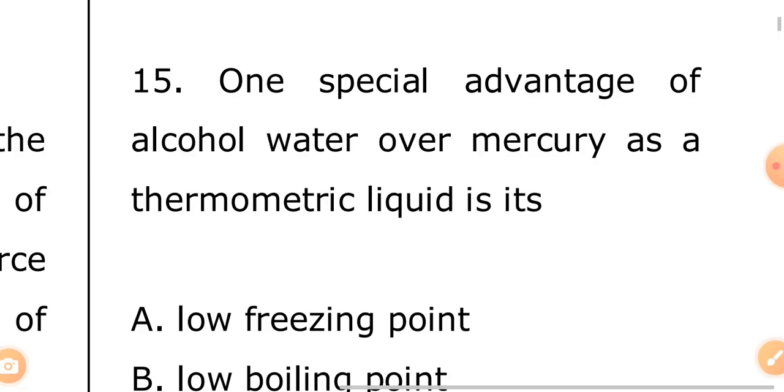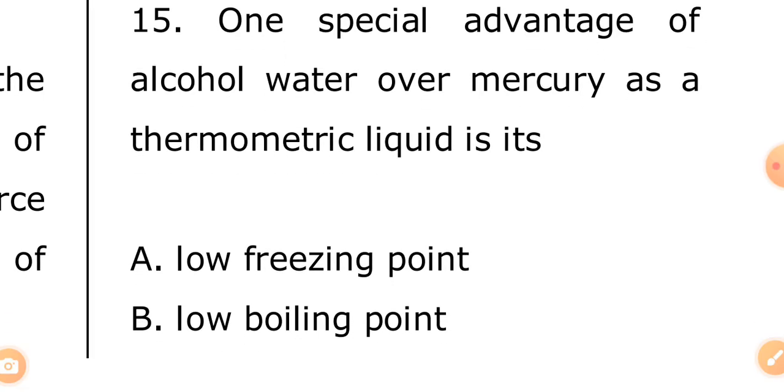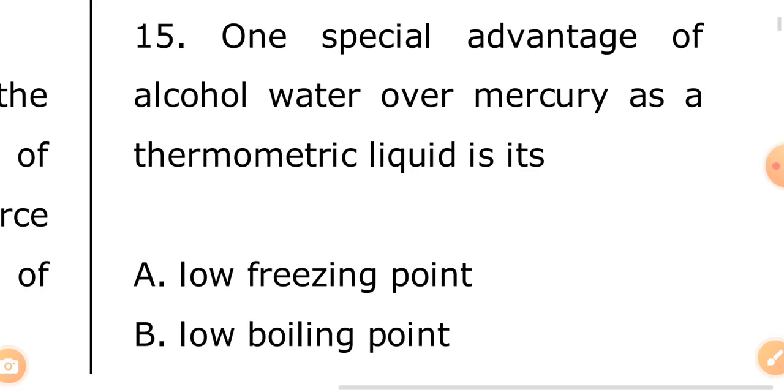Look at this question, question number 15. Just pay attention. One special advantage of alcohol over mercury as a thermometric liquid. What are thermometric liquids? Thermometric liquids are those liquids that are used in a thermometer. If you get a thermometer, you see that there is something liquid that is often clear inside the thermometer, okay? One special advantage of alcohol over mercury as a thermometric liquid is its dash.